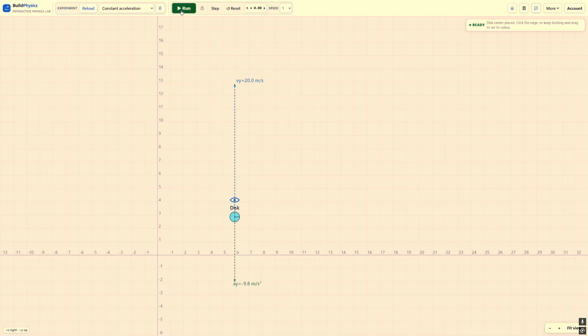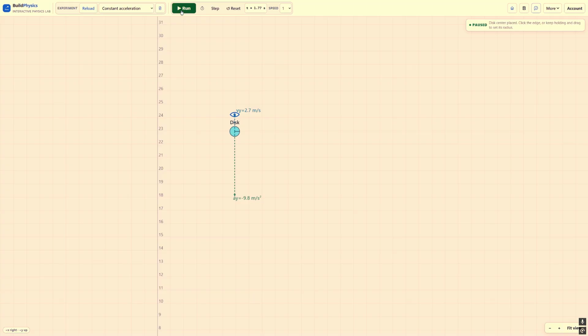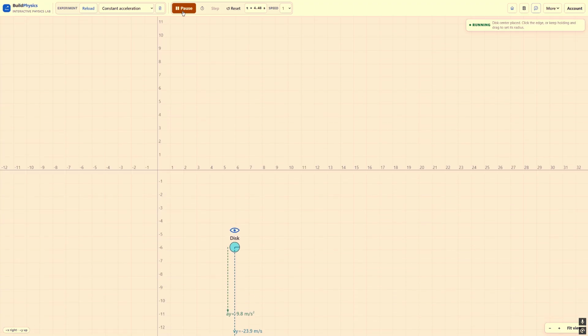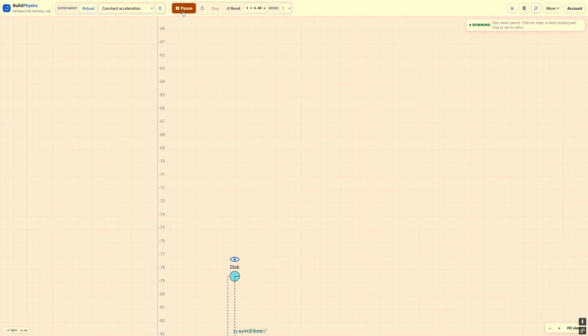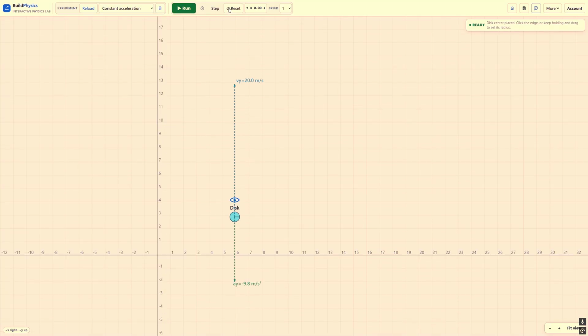Okay, let's find out. We can see at first it's slowing down. And then eventually it reaches some maximum height when the velocity reaches 0 meters per second for an instant. But because the acceleration is still downwards, it turns around and starts heading back down, speeding up. And if there's no floor, it's just going to keep on speeding up and speeding up forever and ever.